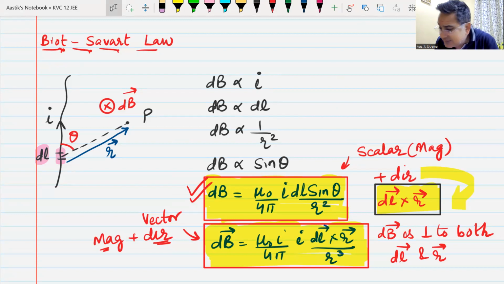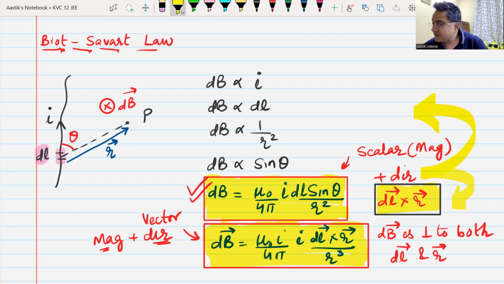square. This is the scalar formula, and dl cross r gives you the direction of the magnetic field, which is perpendicular to both dl and r. In fact, the direction is given by something known as the RHT rule. Do you know this RHT rule?